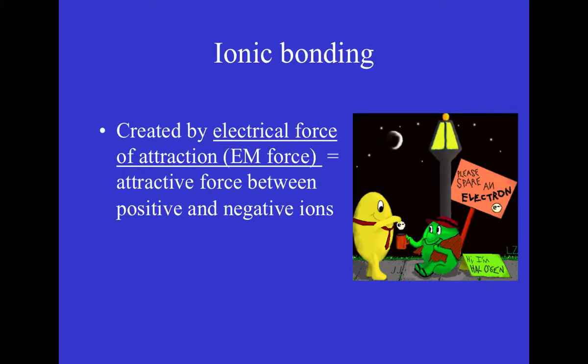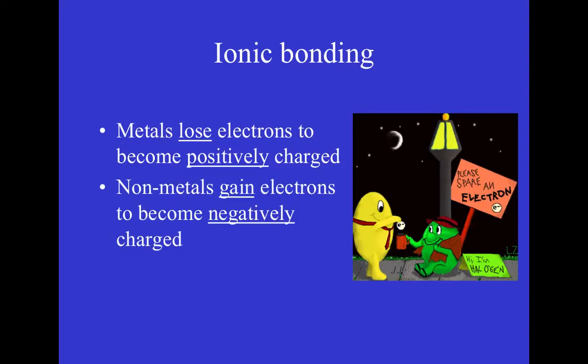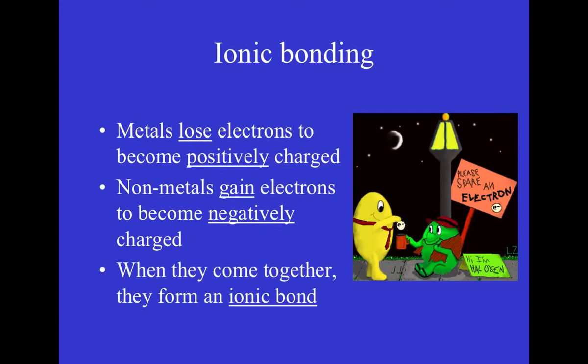Ionic bonds are created by the electrical force of attraction, this electromagnetic force, which is the attractive force between the positive ion generated by the metal and the negative ion generated by the nonmetal. An example of something created between a metal and a nonmetal that forms an ionic bond is sodium and chlorine. What happens in an ionic bond, like I stated, is that the metals lose their electrons to become positively charged, and the nonmetals gain electrons to become negatively charged. When those positives and negatives attract each other, they come together and form an ionic bond.